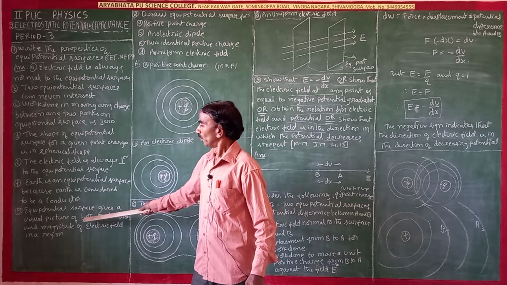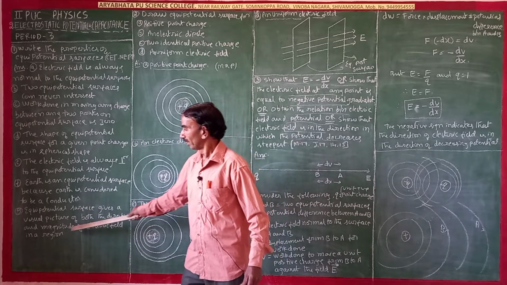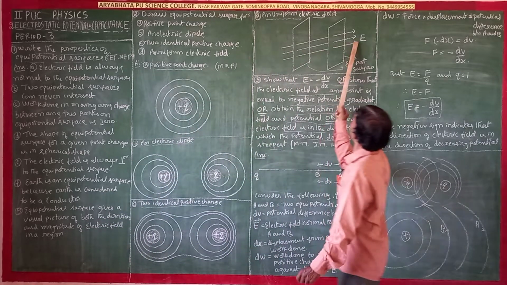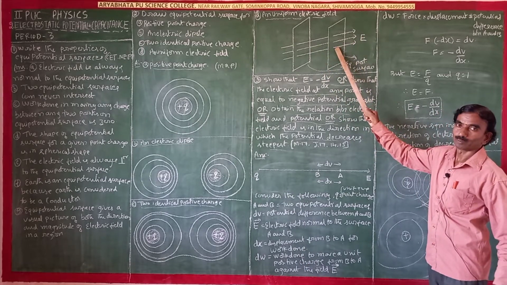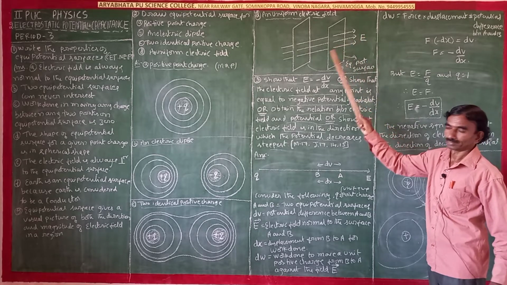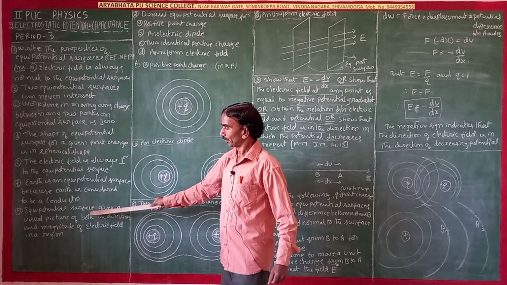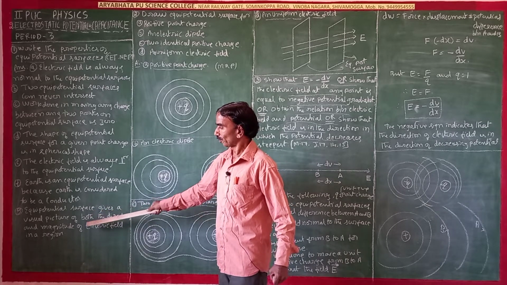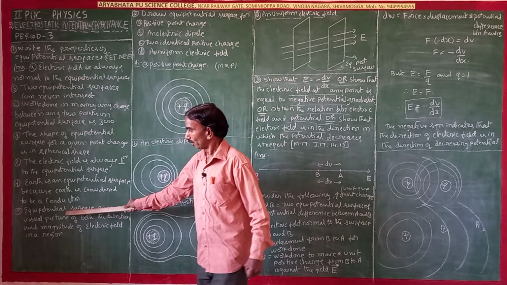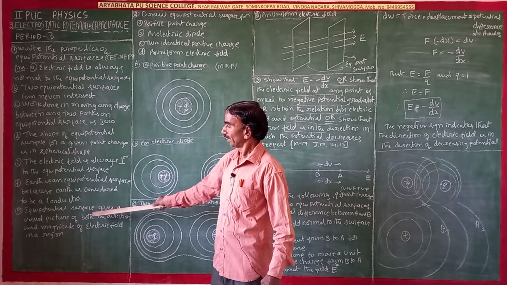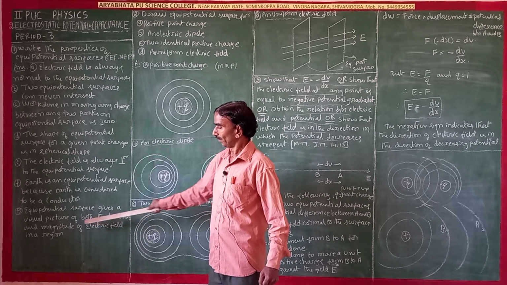An equipotential surface gives a visual picture of both direction and magnitude of the electric field in a region. So, this is an electric field in a region. It gives the visual picture of the electric field, both magnitude and direction.